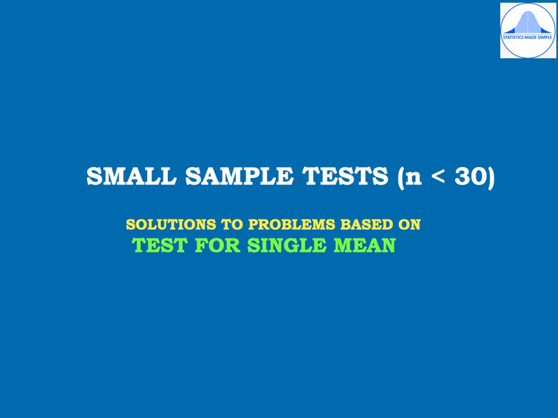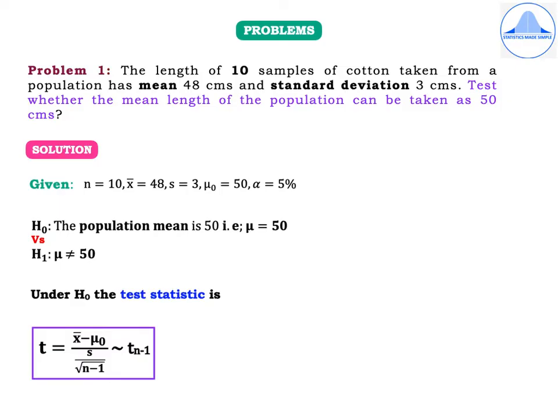In this video, I'll find solutions to problems based on tests for single mean for small samples where n is less than 30. Problem 1. The length of 10 samples of cotton taken from a population has mean 48 centimeters and standard deviation 3 centimeters. Test whether the mean length of the population can be taken as 50 centimeters.